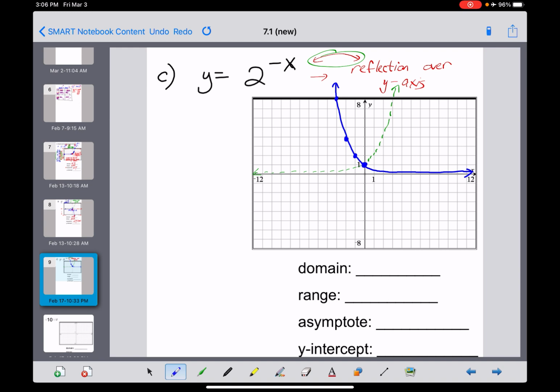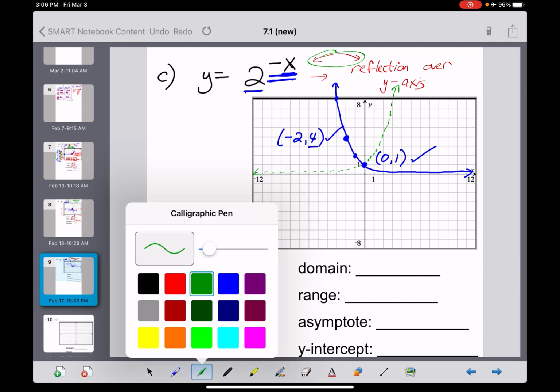Now again, never a bad idea to test and make sure you're right. I still have the ordered pair 0, 1. Let's do it. X is 0, the opposite of 0 is 0, and 2 to the 0 power is 1. So that one works. How about this guy right over here? -2, 4. Let's try it. If x is negative 2, the opposite of negative 2 is positive 2, and 2 to the second power is 4. Check. That one works out as well. I think we got this one, guys.